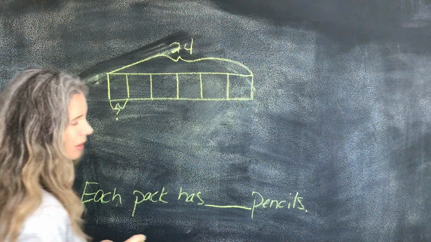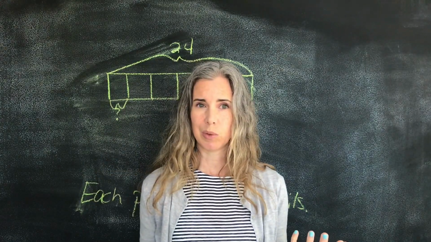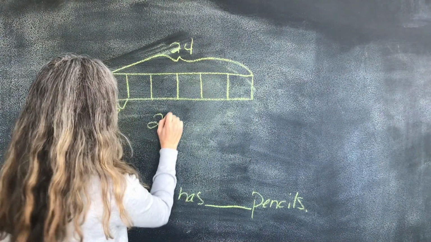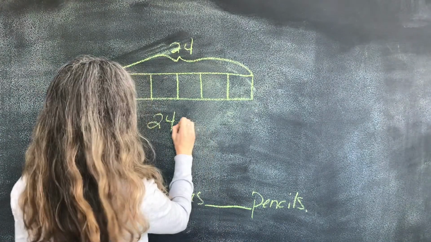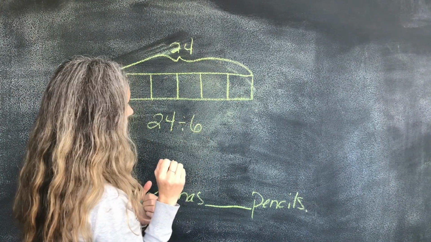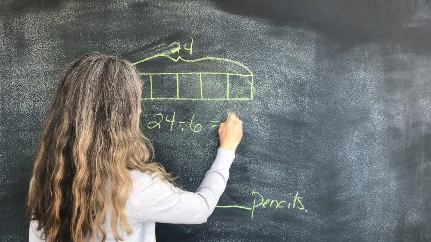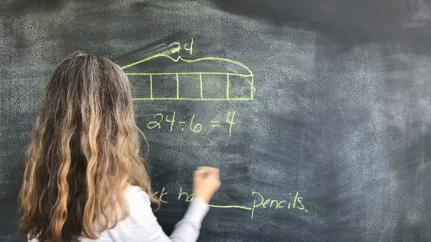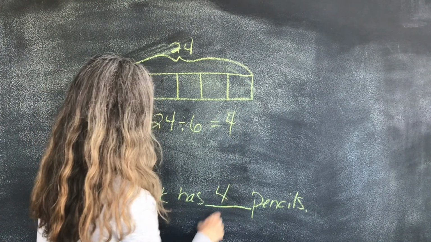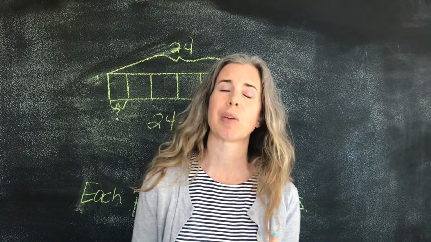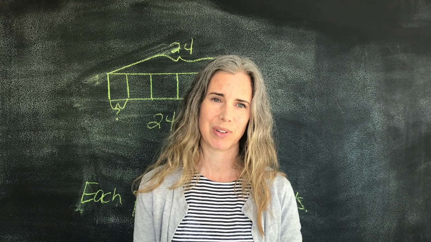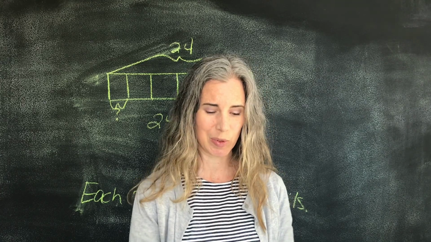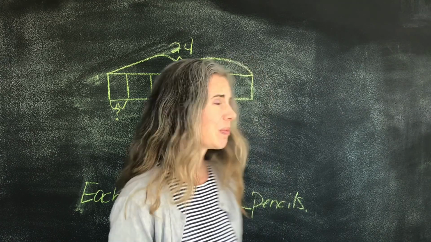Question mark. All right, so my whole is 24. I divide it out into 6. That will give me 4. Each pack has 4 pencils. So, double check your work. What is 4 times 6? 24. All right, good. Let's move on to number 3.